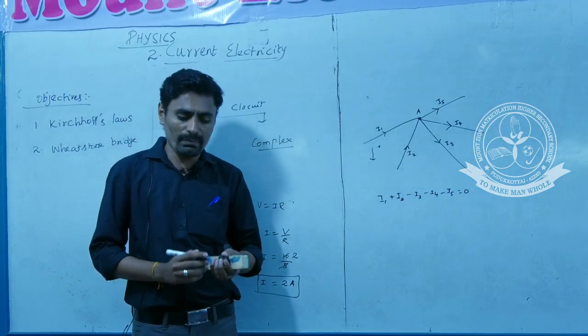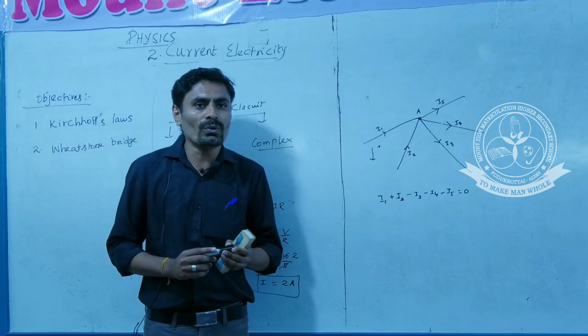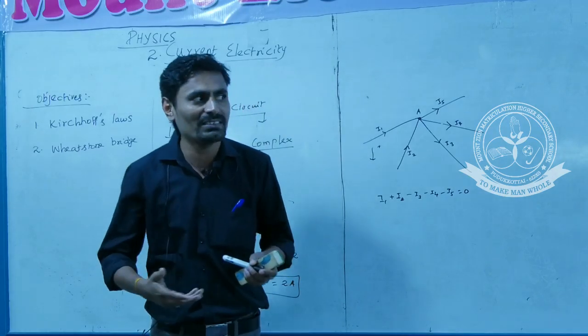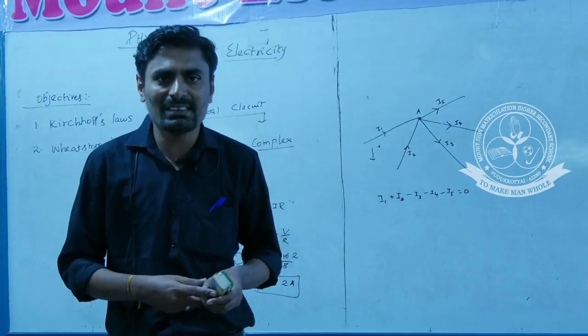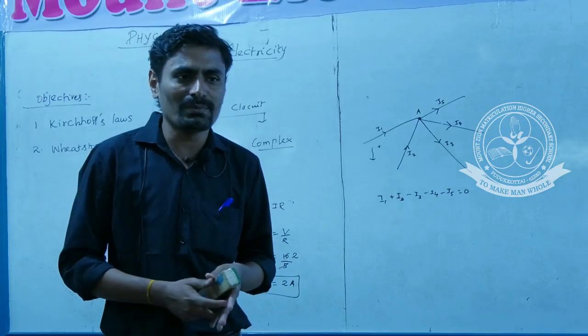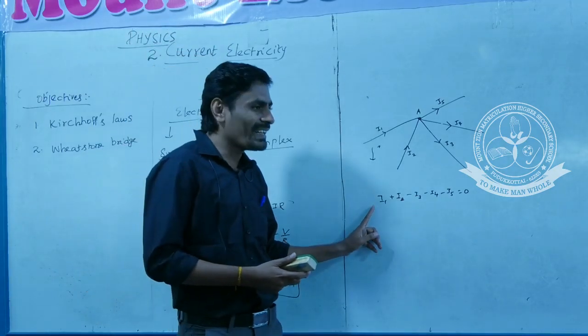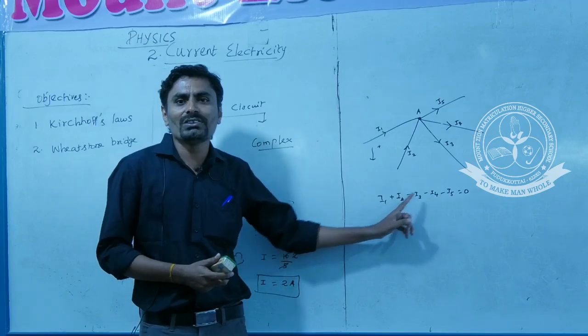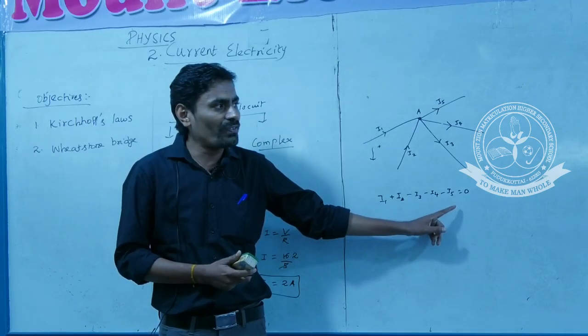So what does algebraic mean? They are combined using only the operations of addition, multiplication, subtraction and division. This is the algebraic sum. So the algebraic sum of the currents meeting at any junction in a circuit is 0. This is Kirchhoff's first rule.